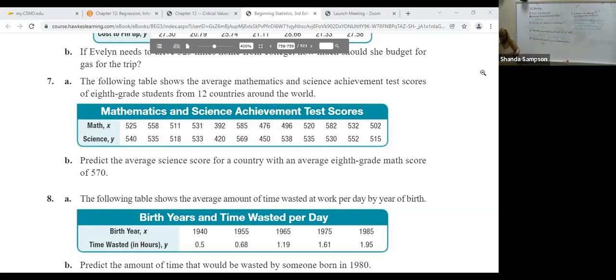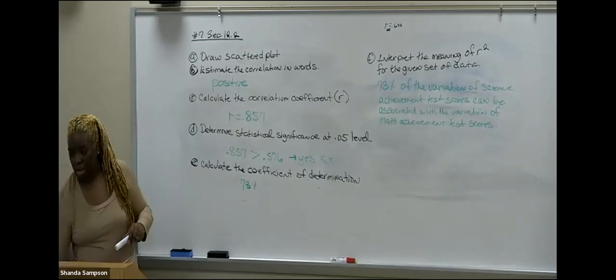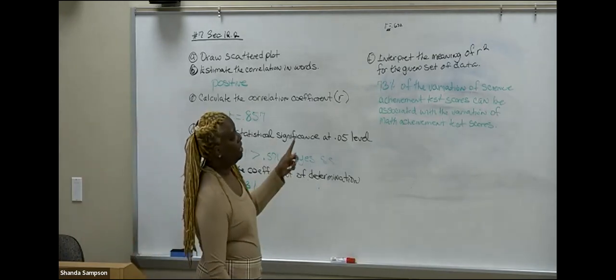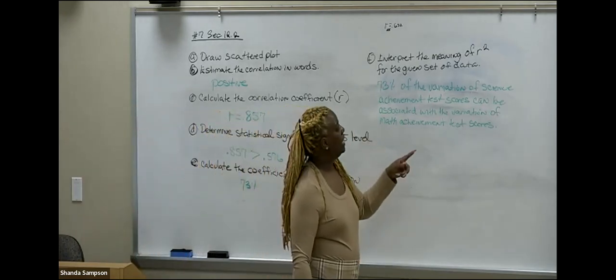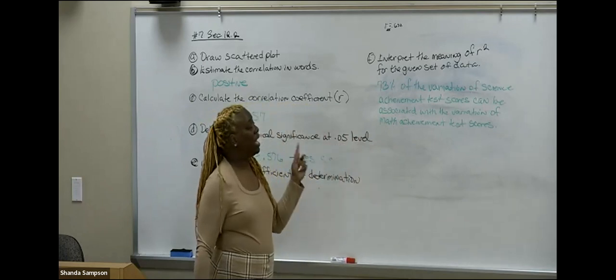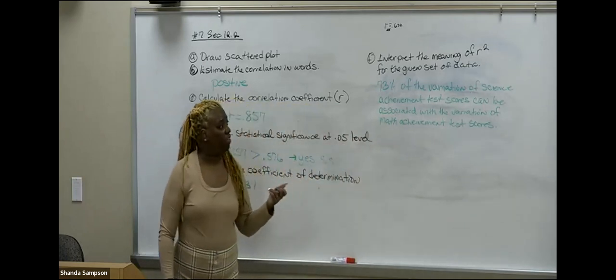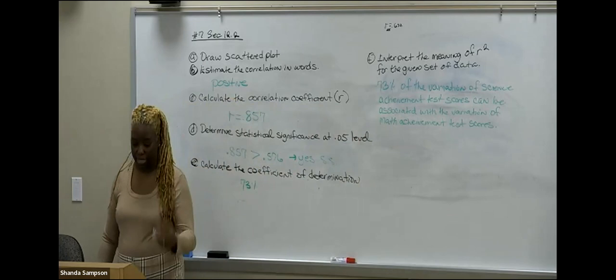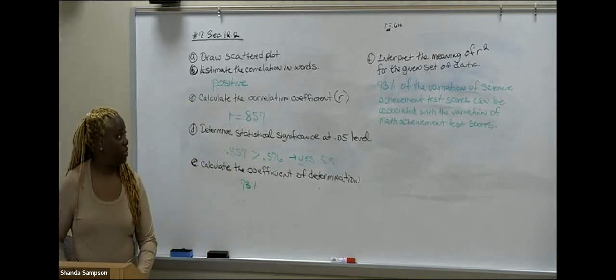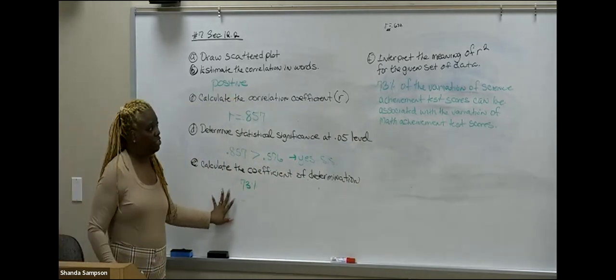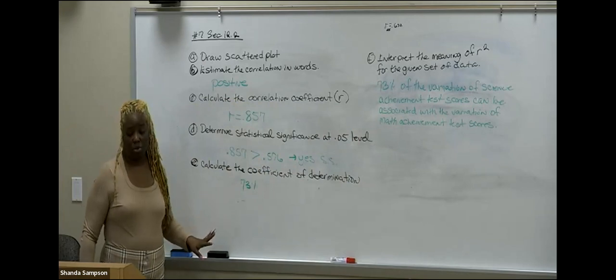Let me stop sharing so that people can see what I wrote on the board. I'll say it again. 73% of the variation of science achievement test scores can be associated with the variation of math achievement test scores. That is the interpretation of this R squared that you have in E. Right?